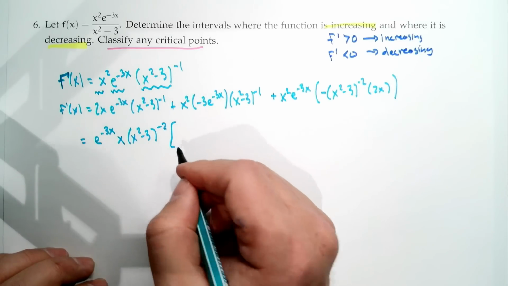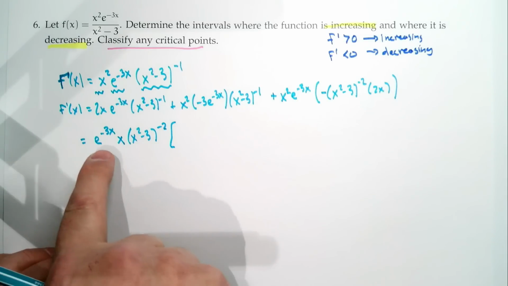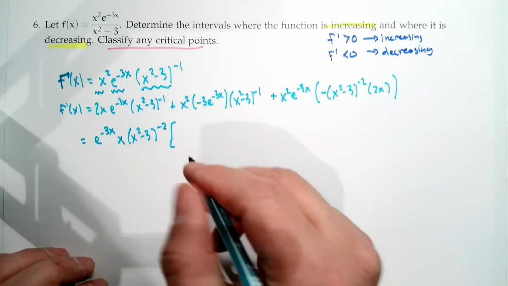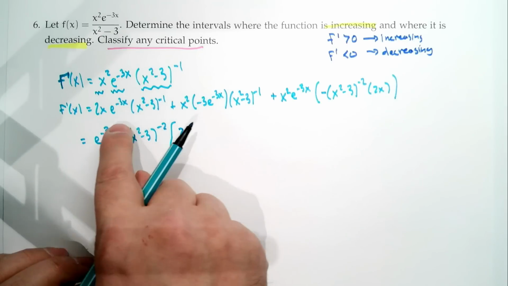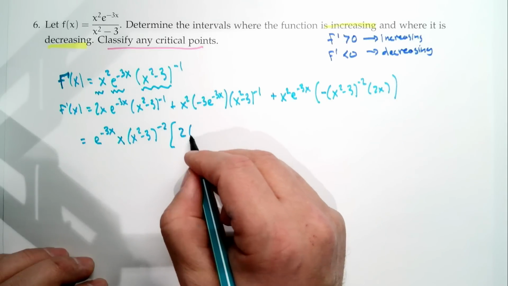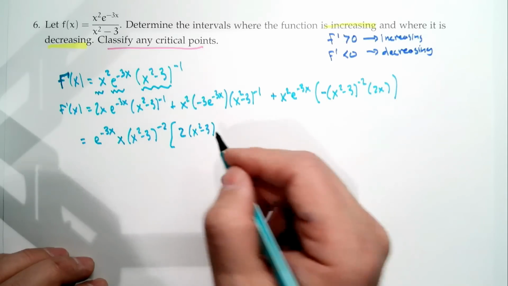And once we factor that out, we go through and we say what remains. Well, from the first term, there's the 2, and the e to the negative 3x and the x we've got, the x squared minus 3 to negative 1 will become x squared minus 3 to the positive 1.